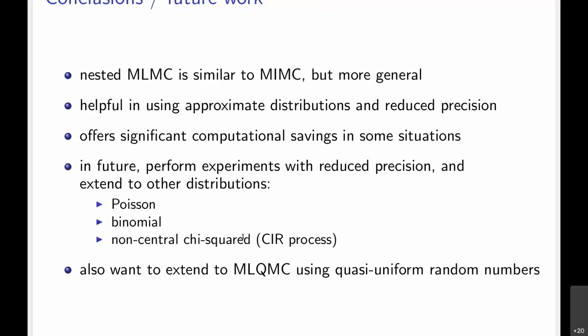Oliver did actually later on in his thesis do some numerical experiments with the non-central chi-squared. That also worked well, but the numerical analysis of that looks very challenging. And we never got round to doing multi-level QMC, quasi Monte Carlo, but at some point I might like to get back to that and investigate that.